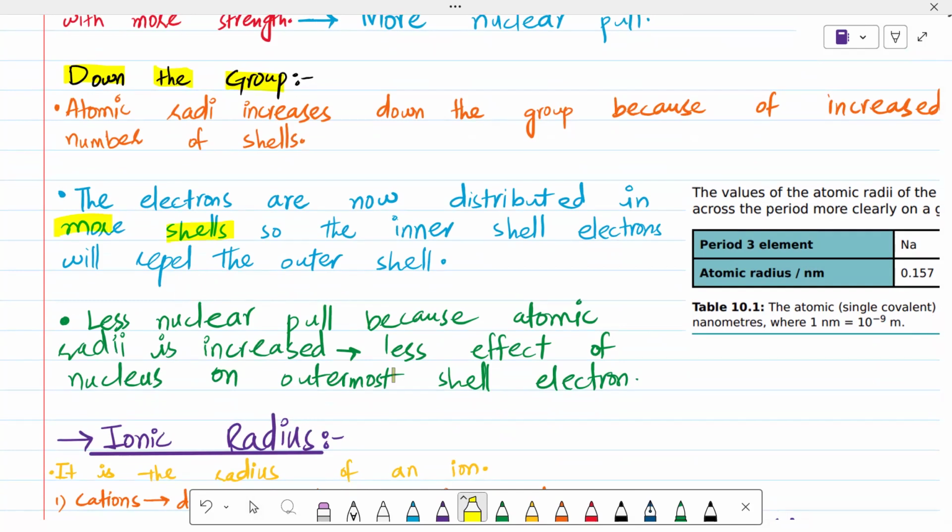Due to the more shells, what will happen now? The inner shell electrons will repel the outer shell electrons. Now there will be less nuclear pull, and there will be less effect of the nucleus on the outermost shell electrons. So down the group, the atomic radii increases. Clear?